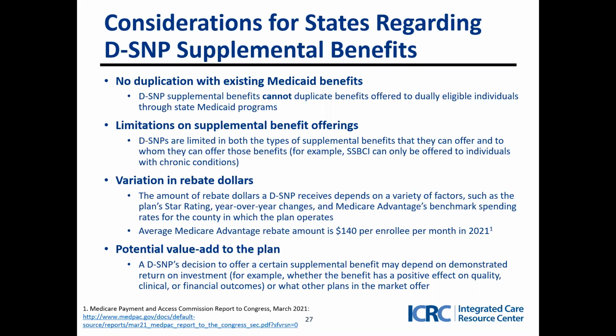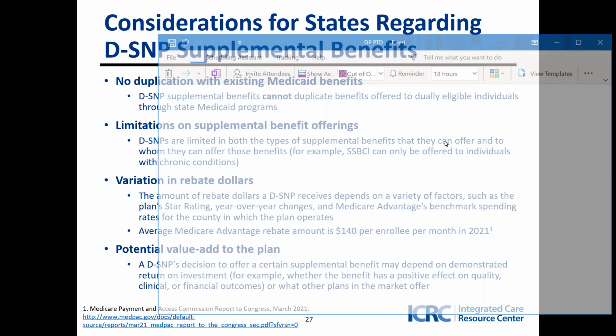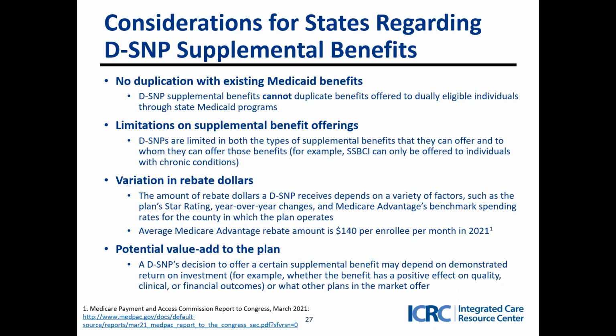There are limitations on supplemental benefit offerings, both in terms of the types of services that can be covered and in the individuals who are eligible to receive them. So, for example, the SSBCI is only available to individuals with chronic conditions. The amount of the rebate dollars a DSNP receives can vary, and it will depend on factors like a plan's star rating and year-over-year changes. And just to give you a sense of scope, in 2021, the average rebate amount was $140 per enrollee per month.